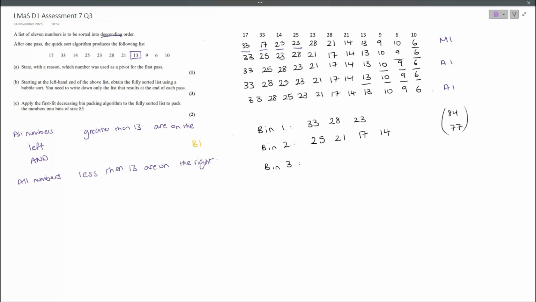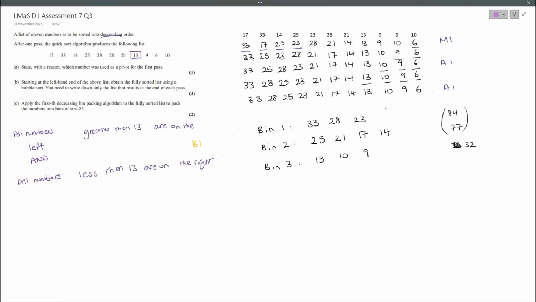Does 13 fit into bin 1? No. Does 13 fit into bin 2? No. Does 13 fit into bin 3? Yes, it does. Does 10 fit into bin 1? No. Bin 2? No. Bin 3? Yes. Does 9 fit into bin 1? No, it doesn't. Does it fit into bin 2? No, it doesn't. Does it fit into bin 3? Yes, it does.